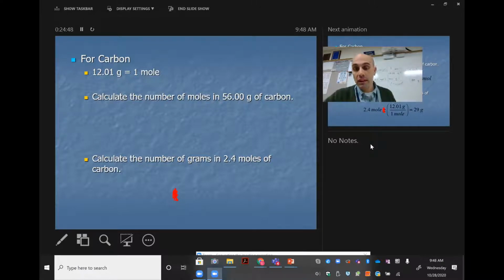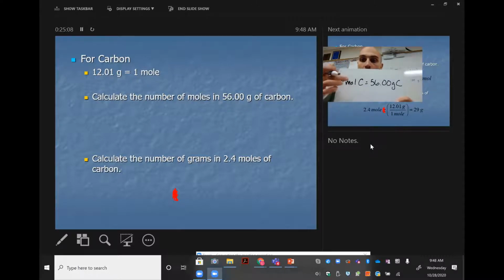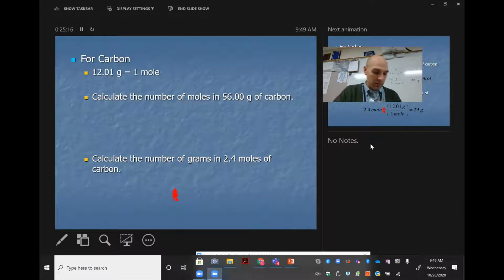We're going to approach this just like we did with dimensional analysis or conversion factor label, converting between units. What do we want? We want moles. So X moles of carbon, what do we have? 56.00 grams of carbon. That's how we're starting off. X moles of carbon equals 56 grams of carbon. Then what we're going to do, I'm just going to write it a little bit smaller.